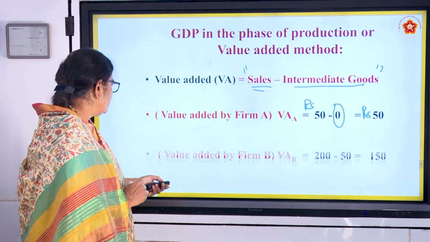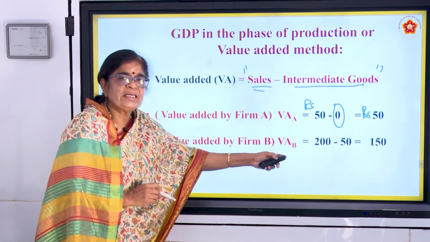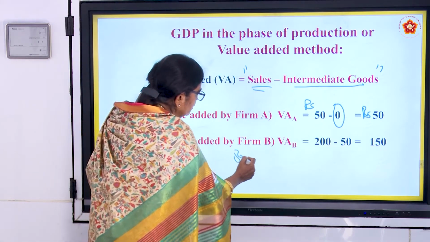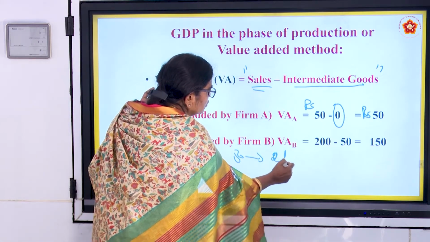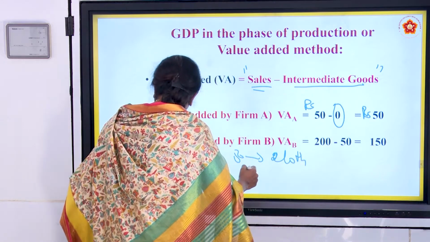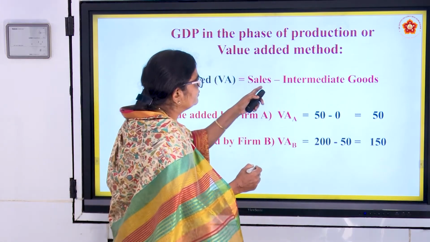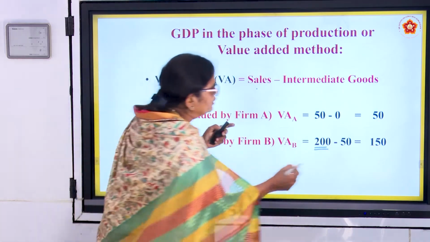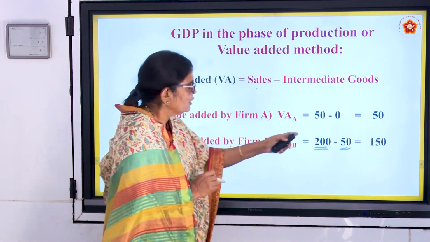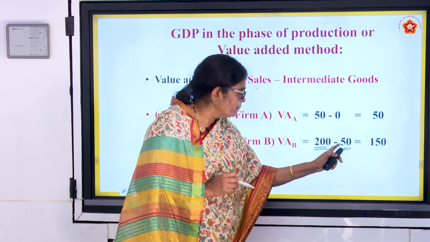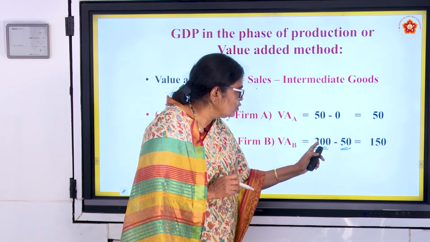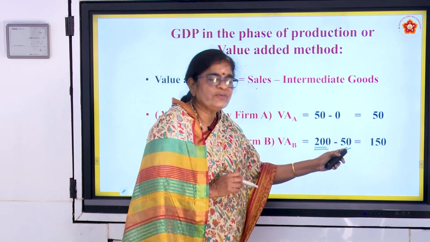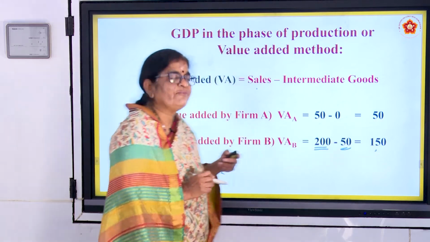What is the value added by firm B? Firm B takes the cotton and converts it into cloth. The value of sales of cloth is 200, and the value of intermediate goods they used is 50, because they purchased 50 rupees worth of cotton from the farmer. Therefore, 200 is the cloth sales to the consumers, minus intermediate good value 50. Therefore, value added is 150.